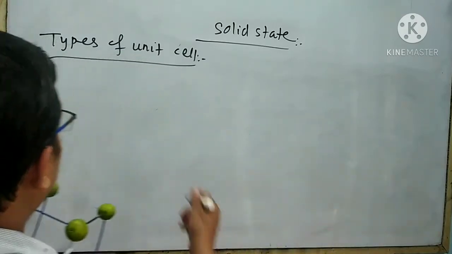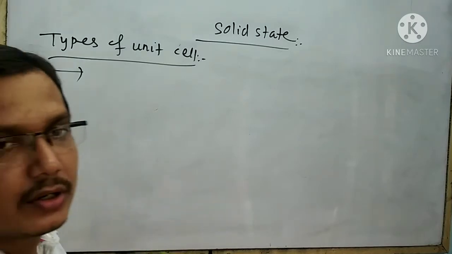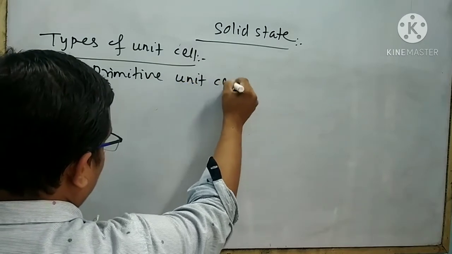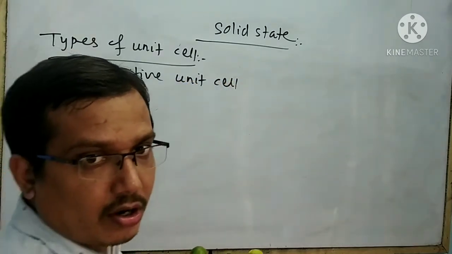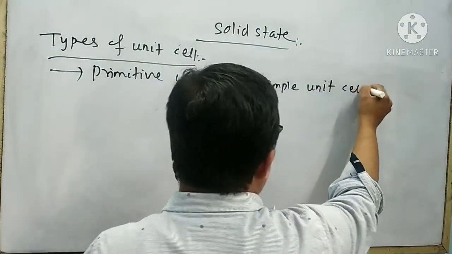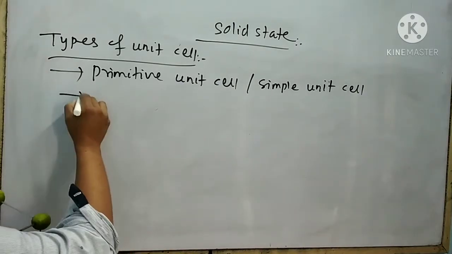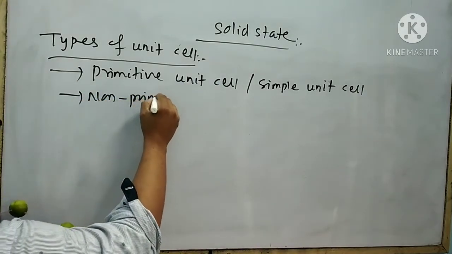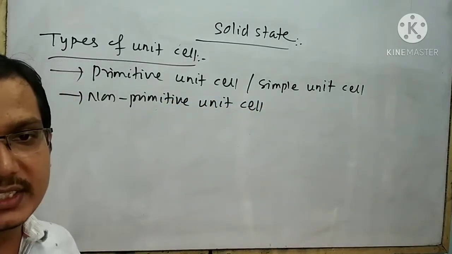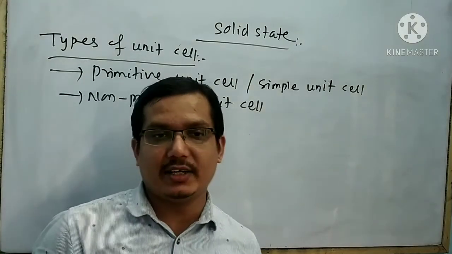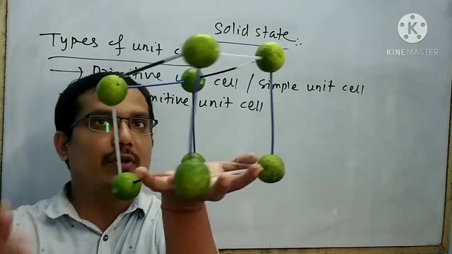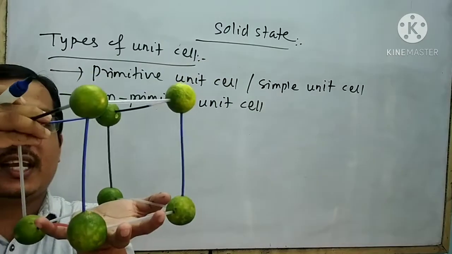Generally there are two types of unit cell. One is your primitive unit cell, that is also called simple unit cell. Second is non-primitive unit cell. Primitive unit cell means the constituent particles are present only at the 8 corners of the unit cell. This is your example of primitive unit cell.